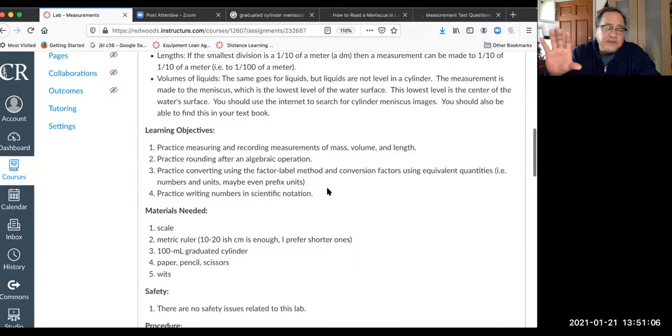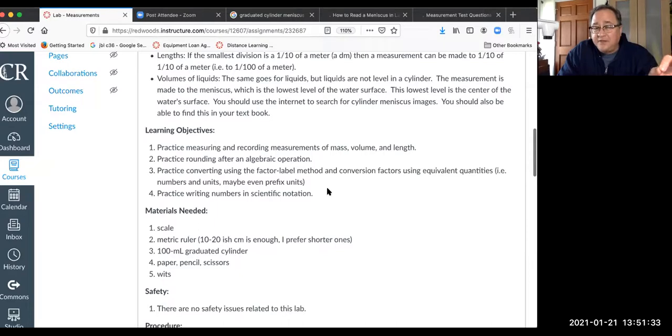We've covered enough material to talk about what you would put in your introduction. So in your introduction, which I would write using bullet points, I would say, well, we're going to learn how to measure mass, length, and volume. We're going to practice using algebra on these numbers. And we're going to learn the conversion factor method.